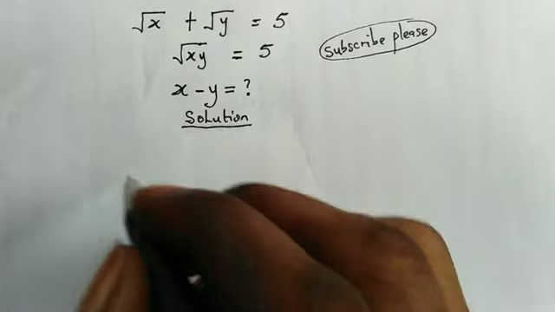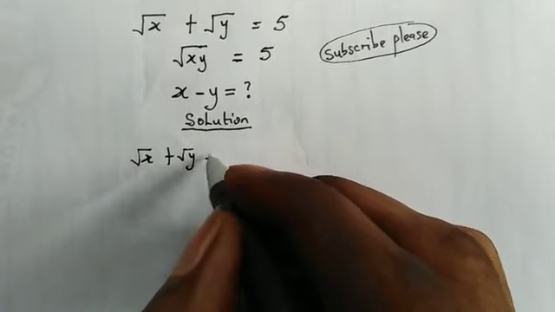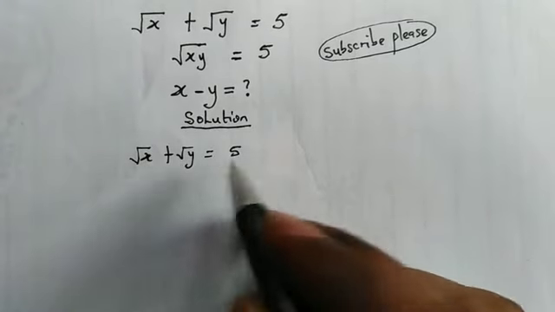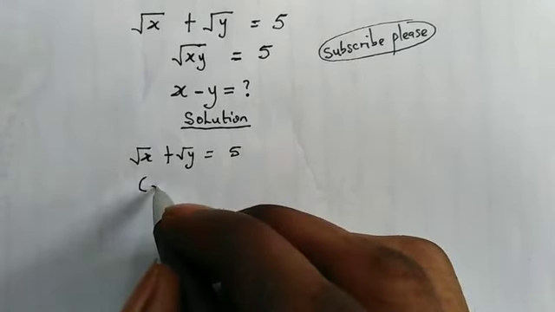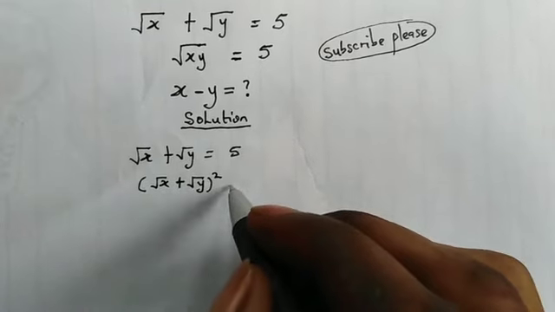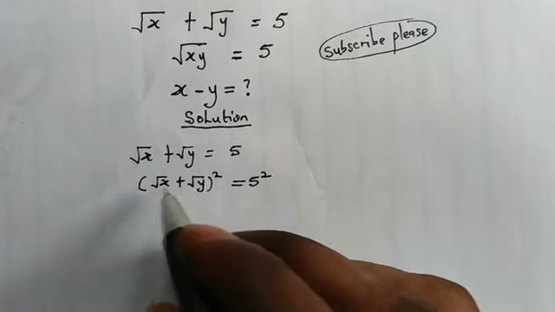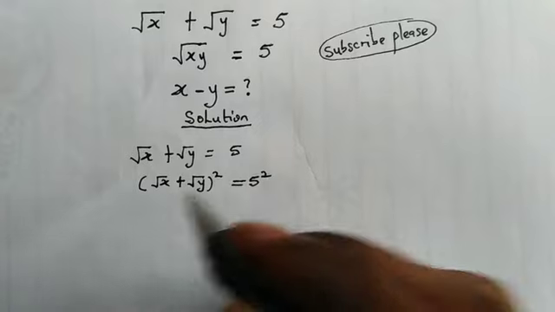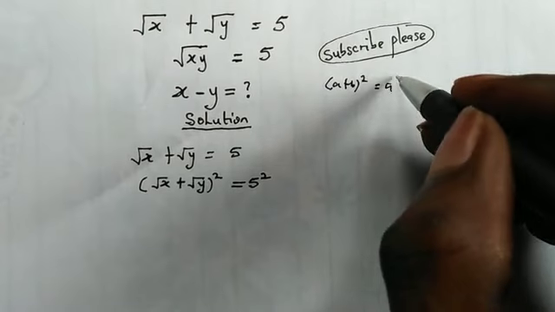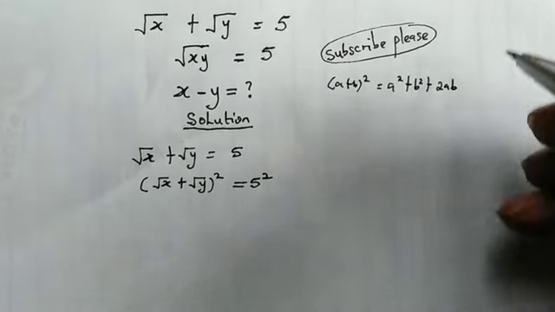From equation 1, we have the square root of x plus the square root of y is equal to 5. What I'm going to do from here is square both sides of this equation. So here I'm going to have the square root of x plus the square root of y, squared, equal to 5 squared. If you expand this binomial, make use of the property that (a plus b) squared is equal to a squared plus b squared plus 2 times a times b.